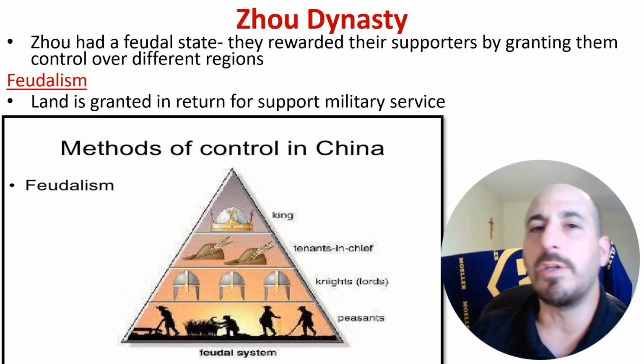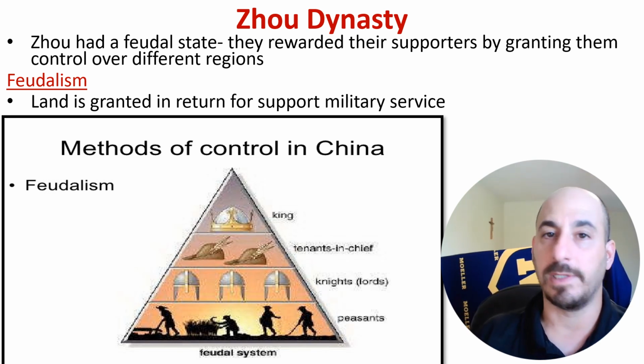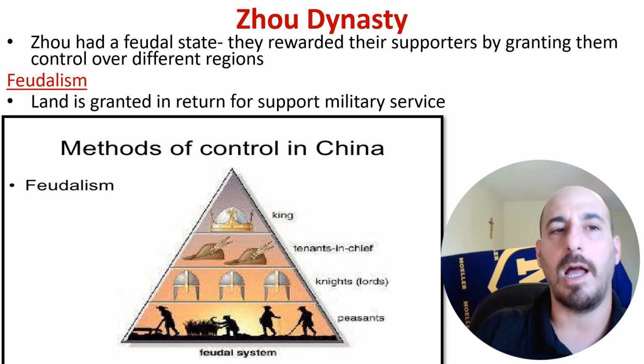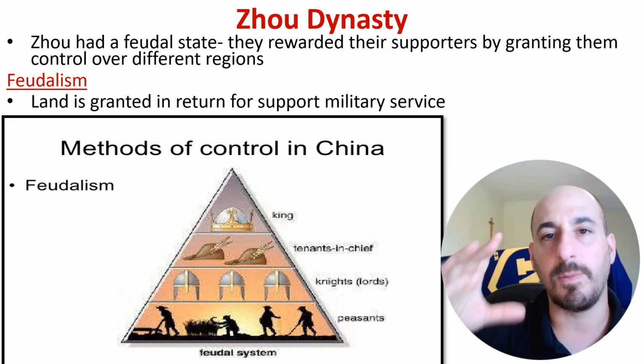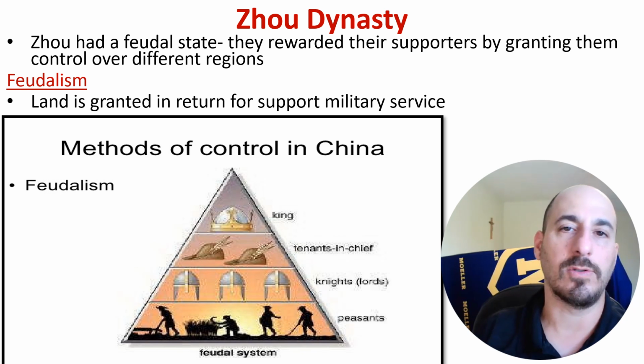Now, just a little bit about the Zhou dynasty. The Zhou pretty much set up what we would call a feudal system. A feudal state, they would reward their supporters with land. These are what we call vassals in Europe, right?